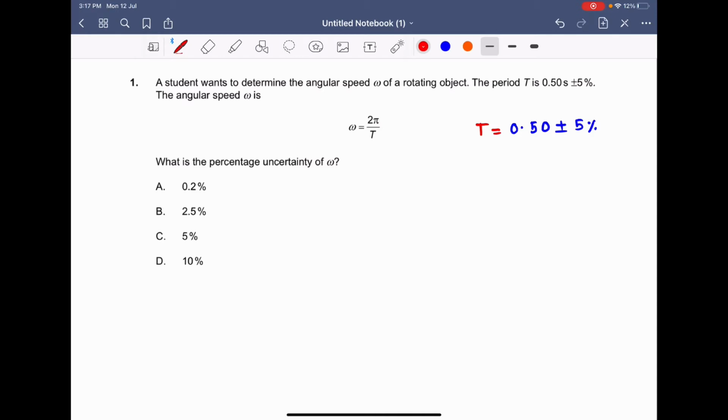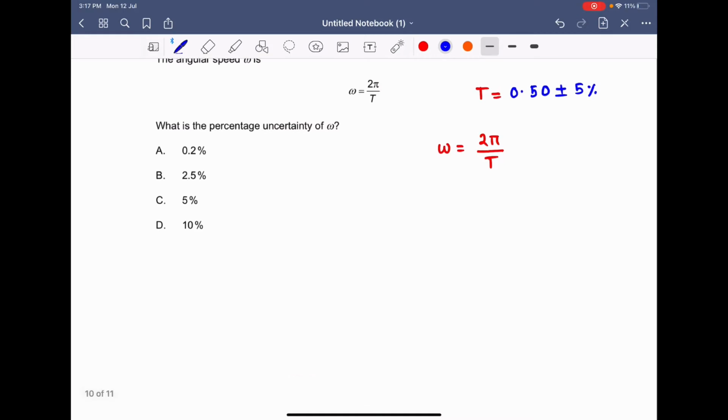Okay, and they have given the formula for the angular speed omega, which is equal to 2 pi by capital T, that is your time period. Okay, so in order to find the percentage uncertainty of omega, let us discuss the theory of errors. Suppose there is an expression A is equal to BCD, and suppose the percentage uncertainty of B is 2%, C is 3%, and D is 4%, and we need to find the percentage uncertainty of A.